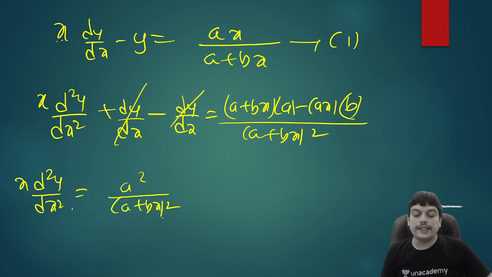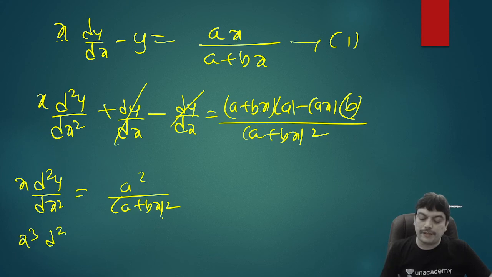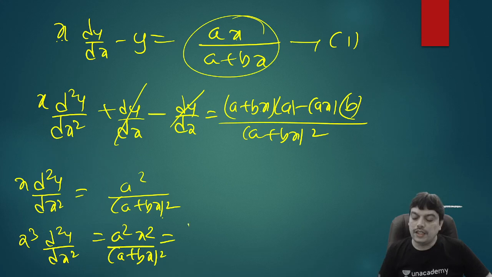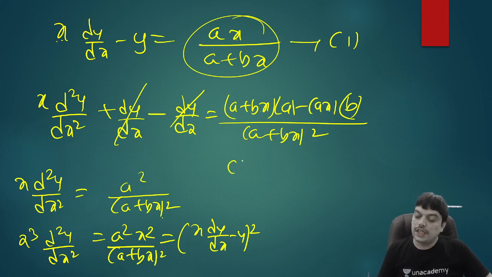And you also wanted d square by dx square into x cube. So when you multiply with x square, it will give you x cube into d square by dx square equal to a square x square by a plus bx whole square. And clearly you can see that this is nothing but the square of the first one. This term only squared. So I can therefore write x dy by dx minus y whole square, and that's nothing but the second choice. So choice B is the correct answer.